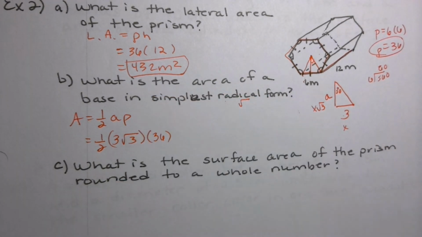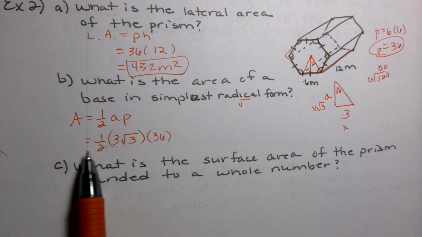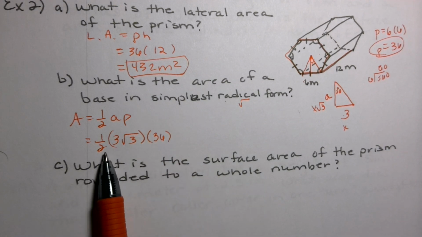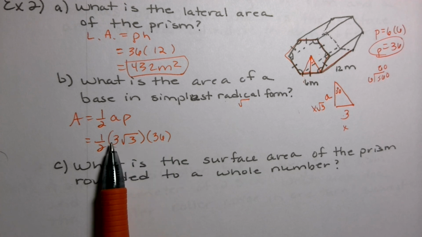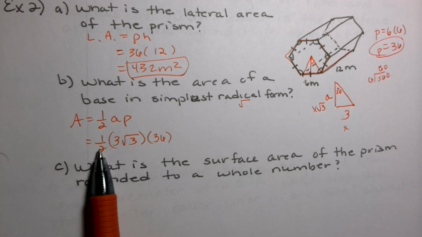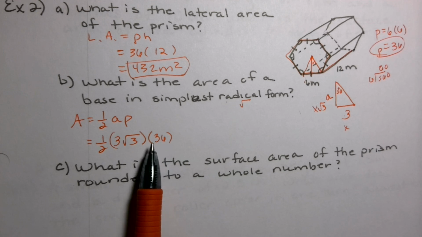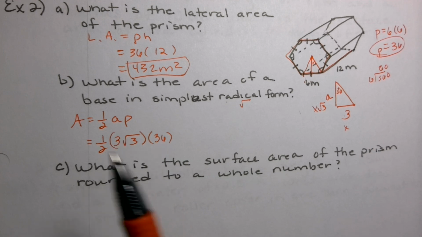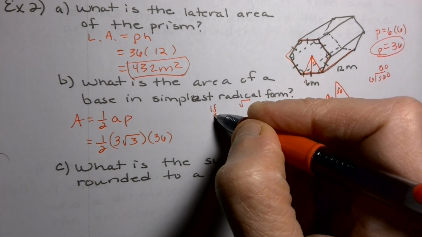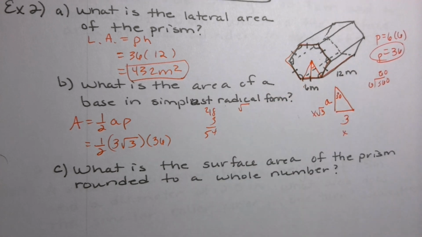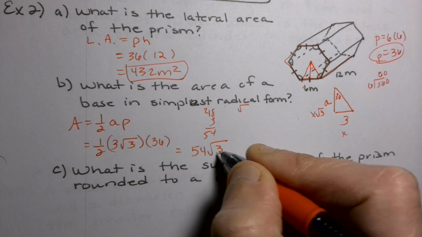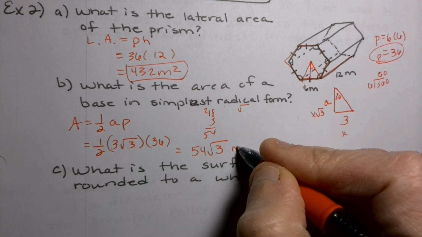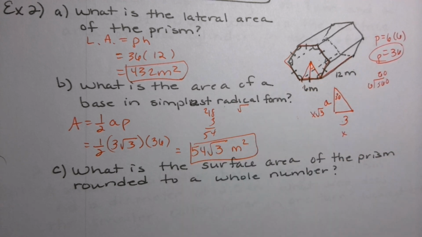And now I just need my perimeter, which we already knew was 36. We did that earlier. So I can do these, they're all multiplied, so I can do them in any order. So I'm going to do half of 36 because I know that's 18. And then 18 times the 3. I can multiply all these whole numbers. I just can't go inside here. So half of 36 is 18. And then 18 times 3 is 54. And so my answer is 54 root 3 meters squared. That is in simplest radical form.